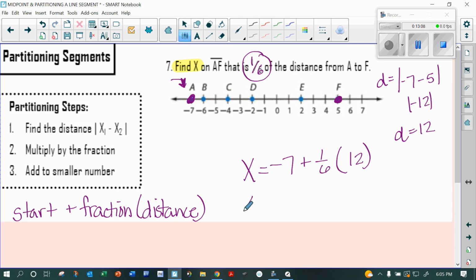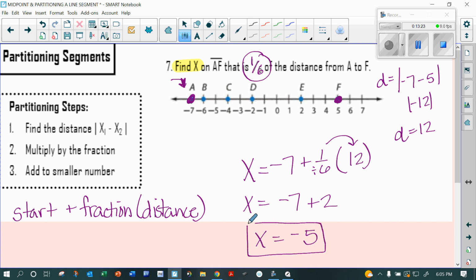So now I know that x is located at -7. 1 times 12 is 12. 12 divided by 6 is 2. So -7 plus 2 is -5. So I know that at -5, which is right here, this is where point X is at. So point X is located at -5.